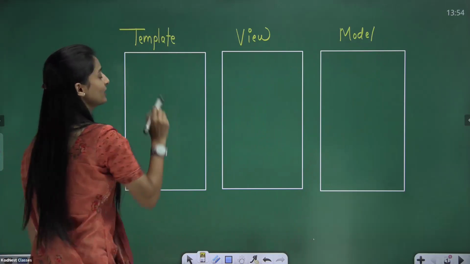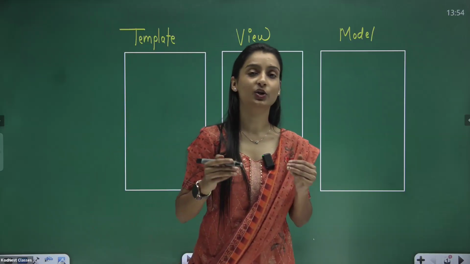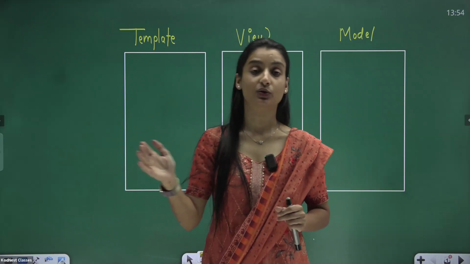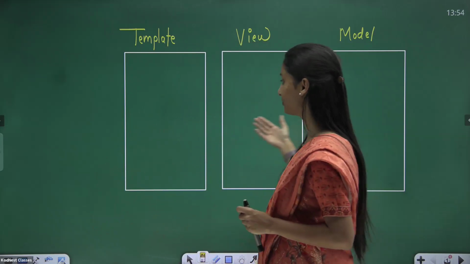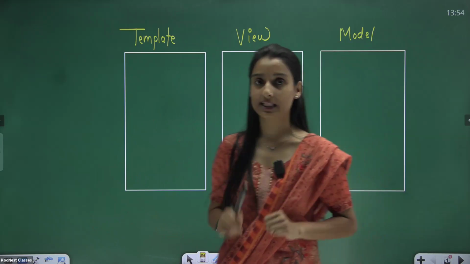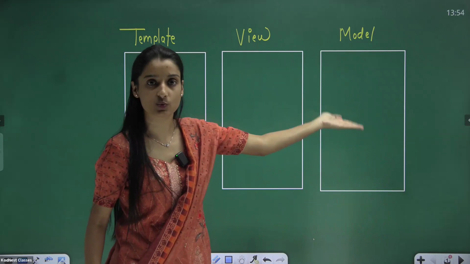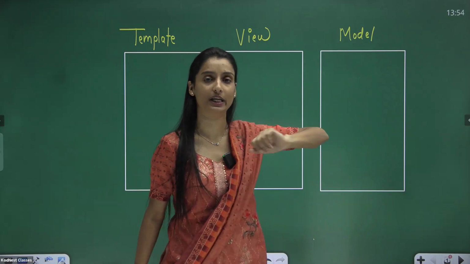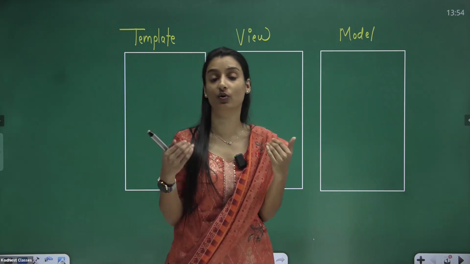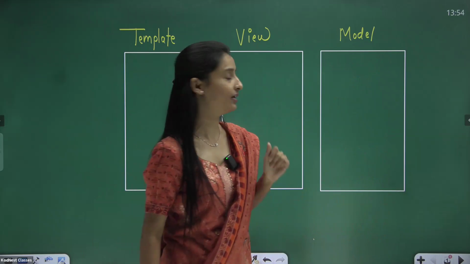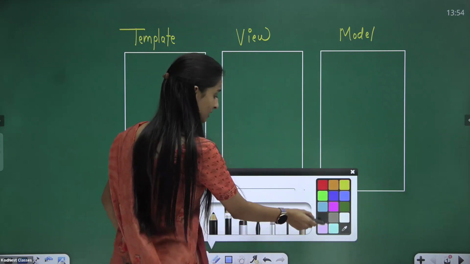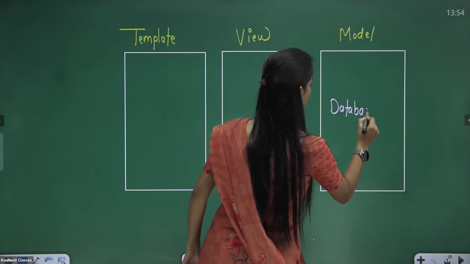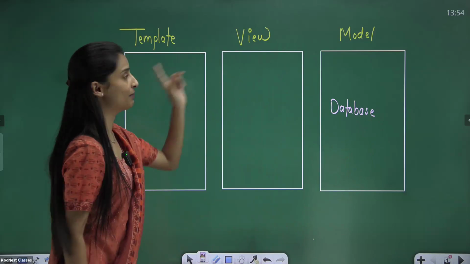Now this model, view, template is not new for you, because you might have heard about something called front end, back end, and database. These are the three layers of our applications. In this, we have replaced the database word with model. Why we have replaced it, we will understand in the upcoming videos, when you create your own model. But in this case, this model is nothing but your database. So we'll just write it here. Database.